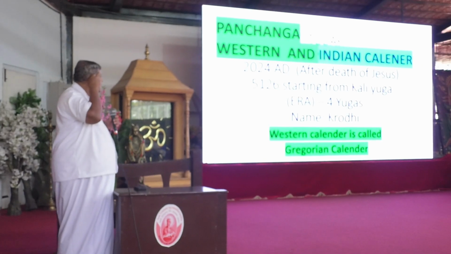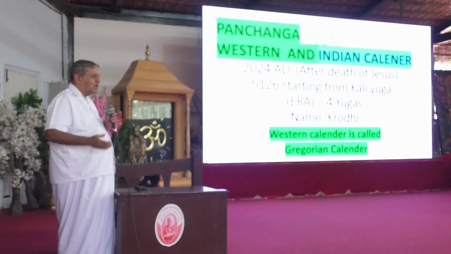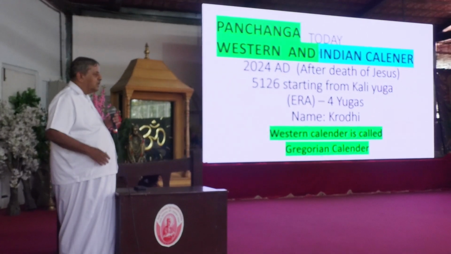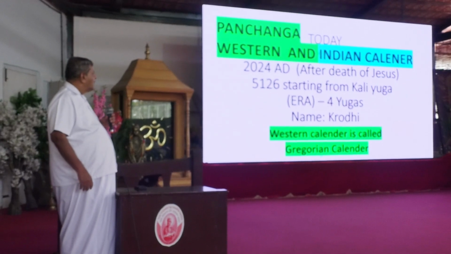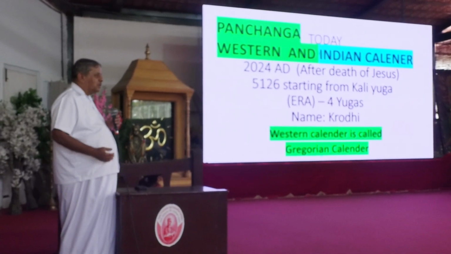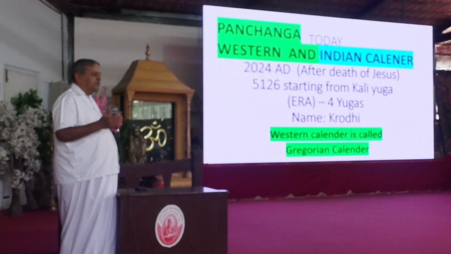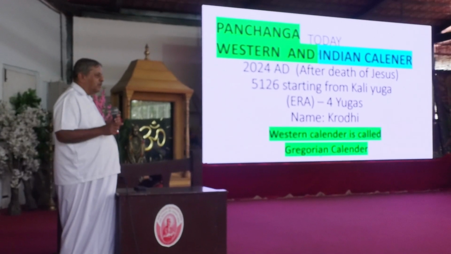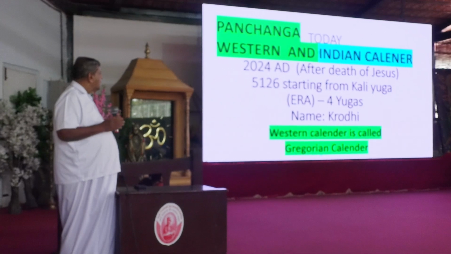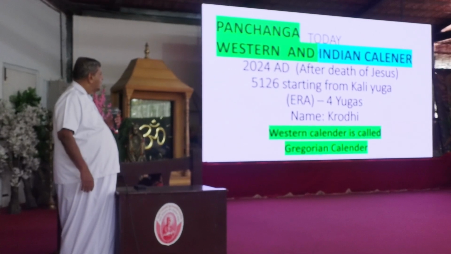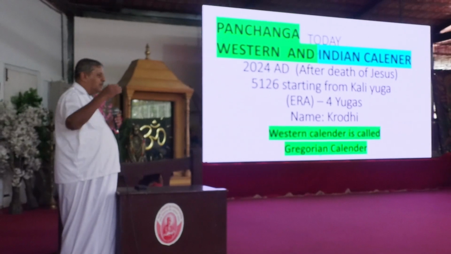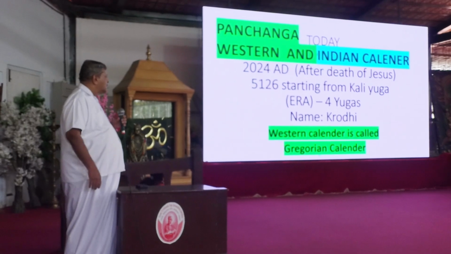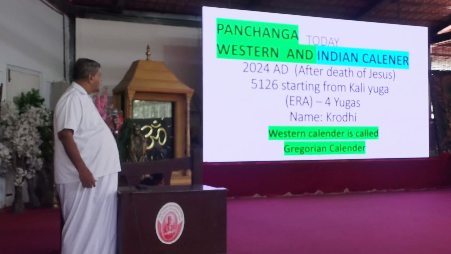So, according to our normal things which we do for the Gregorian calendar, Western, it is 2024 AD, from the birth of Jesus. But according to our calendar, we started from the beginning of Kali Yuga. So it is 5126, starting from Kali Yuga. And before Kali Yuga, we had 3 other yugas that have passed. And what is the name of this particular year? Krodhi Nama Samvatsara.